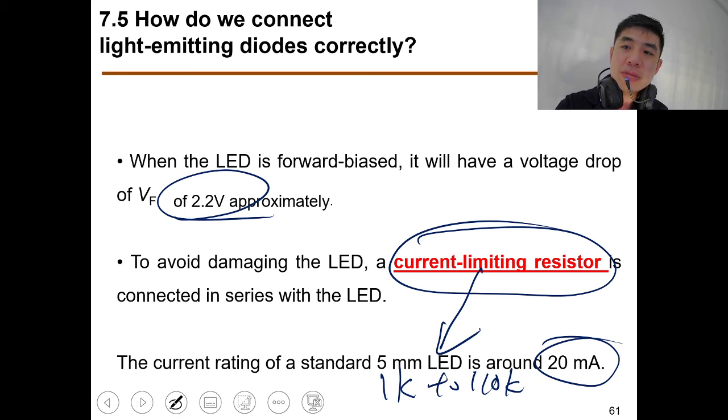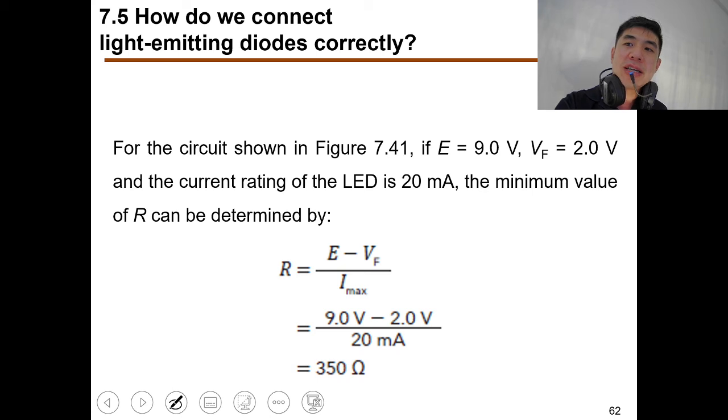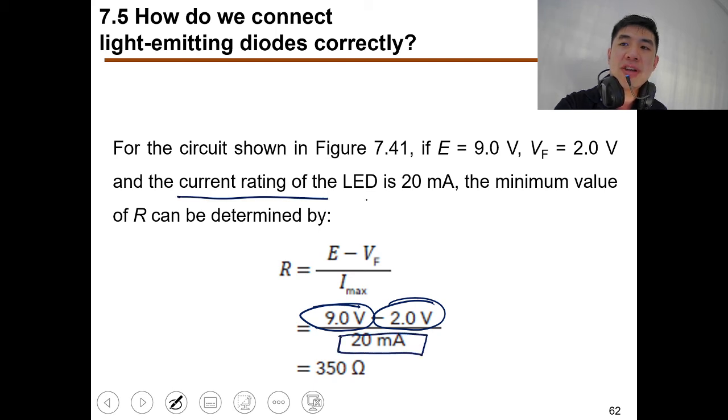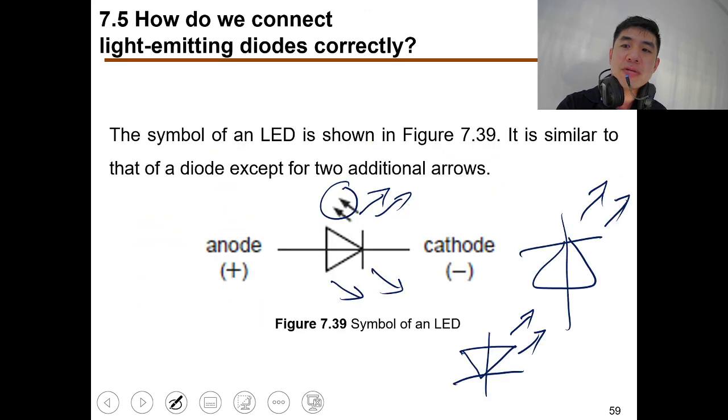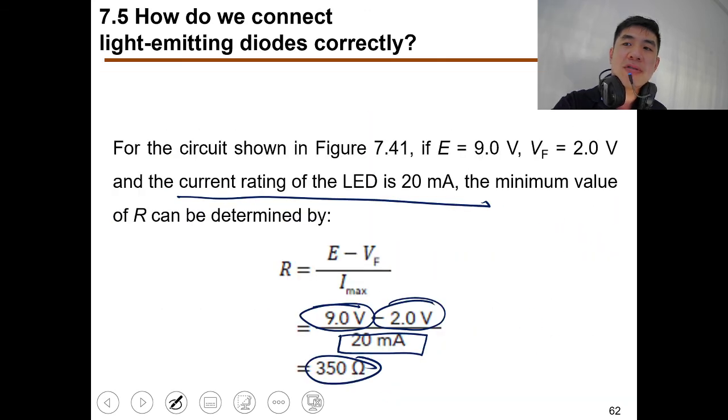Okay, next. For the circuit shown in figure 7.41, you can see the forward voltage is 2 volt. If it's a 9 volt supply, and you have 20 milliamps as your current rating, then the value of R is 350 ohms. For this particular one, you can go to the textbook and see figure 7.41. Refer to your textbook.